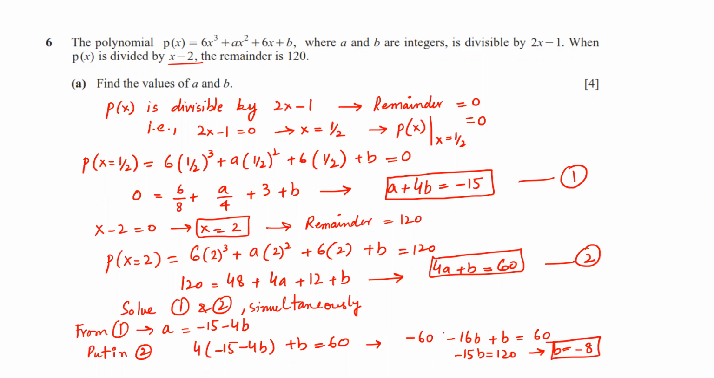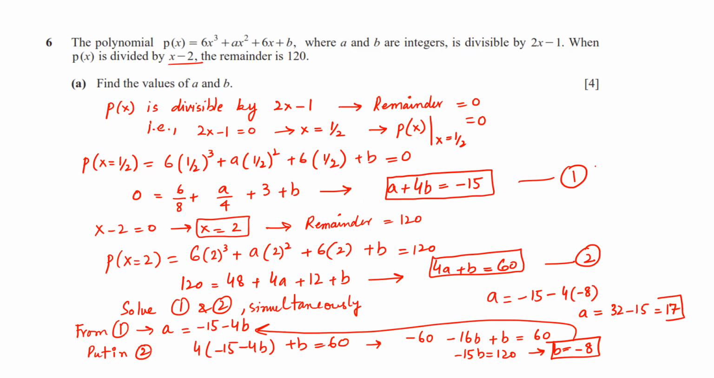Now put this value back in this equation and we get a equals minus 15 minus 4 into minus 8. So the value of a is plus 32 minus 15, which equals 17. So my answer: the value of a is 17, the value of b is minus 8. These are my answers. Okay, so this is how I solve this part.